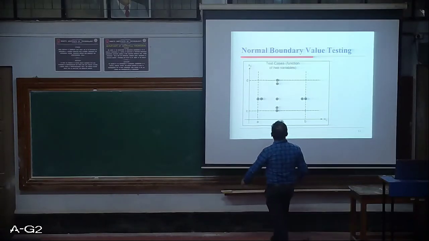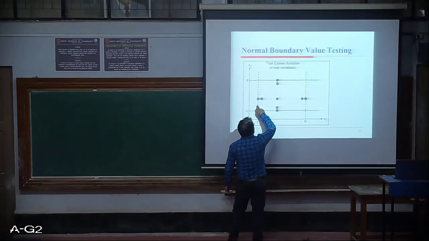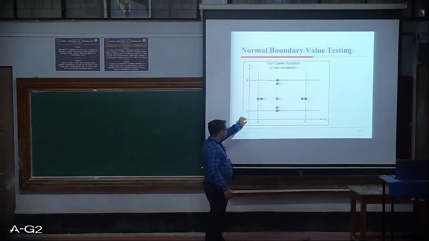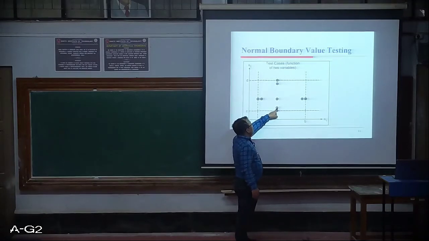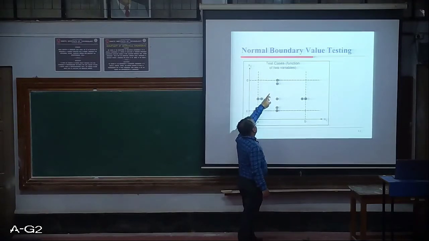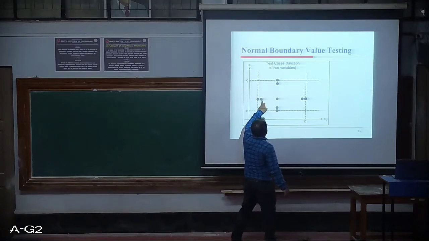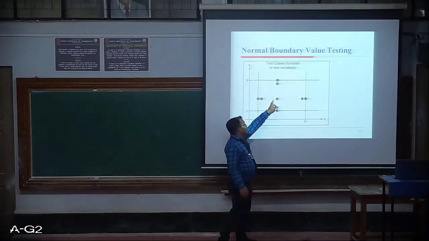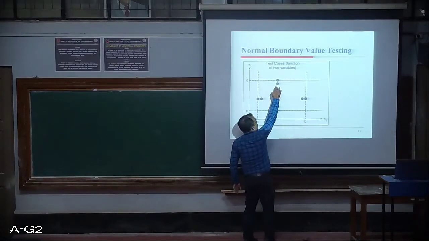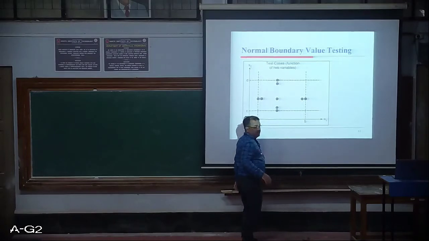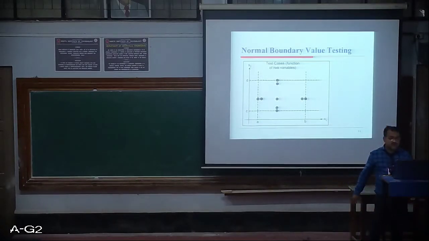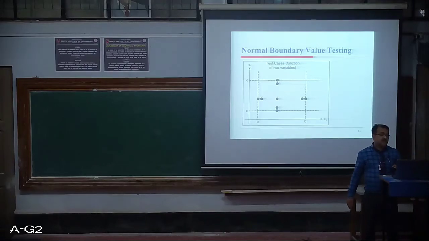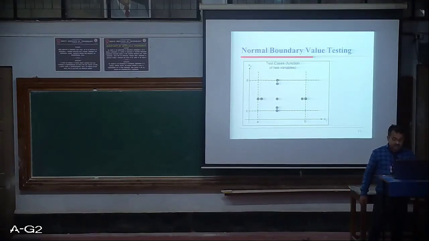See, this is the minimum, one more than the minimum in the valid range. The nominal, and one less than the maximum in the valid range. This shows the valid range of values, which we call normal boundary value testing.